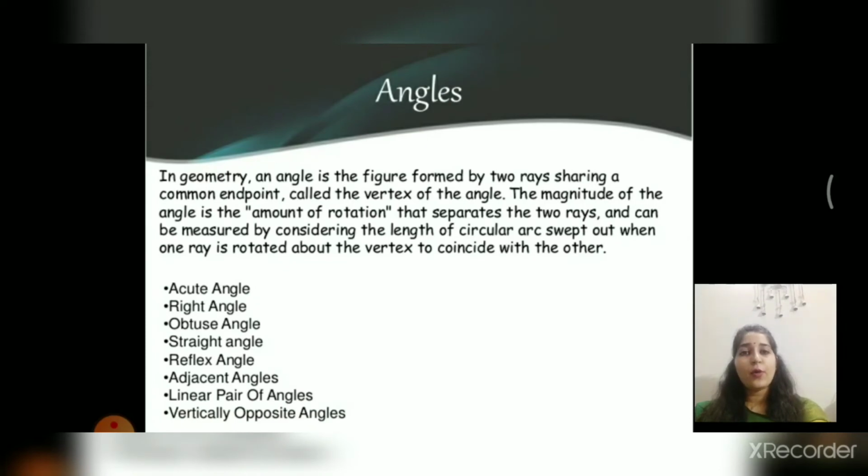Now I hope lines and points are clear to you. Let's move to the next topic, which is angles. As you know, angles are made when two rays meet at a point which is called a vertex. So the angle is formed. We have various kinds of angles in mathematics. Let us discuss some of them: acute angles, right angles, obtuse angles, straight angles, reflex angles, and so on.